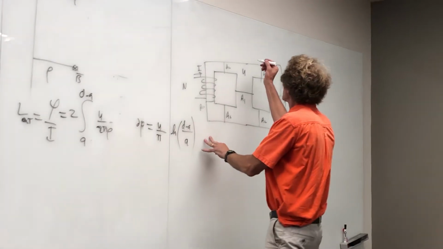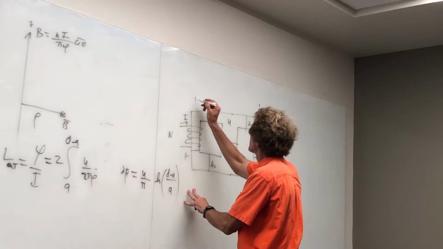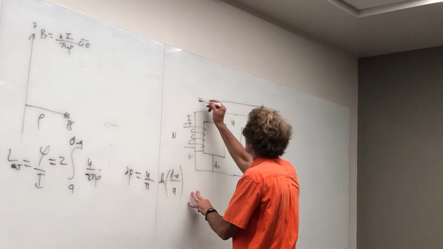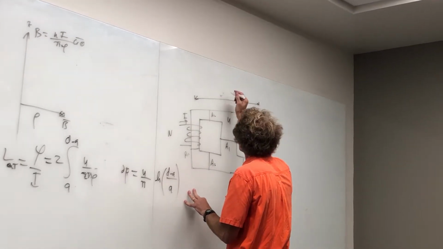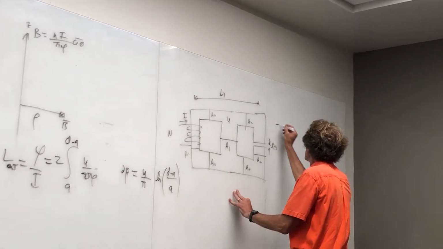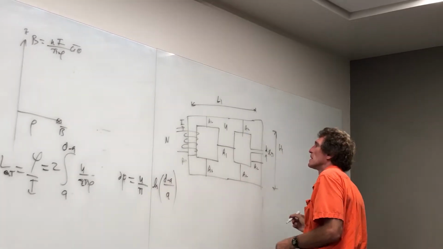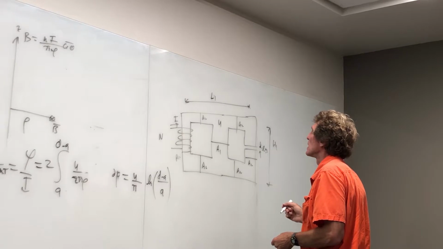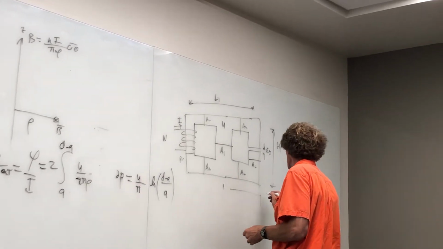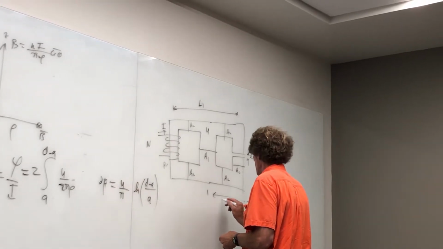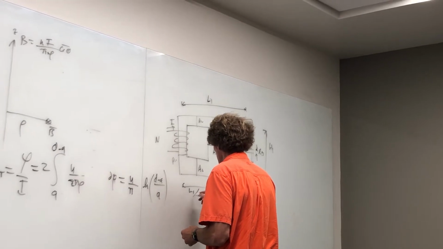Let's say the length from here to here would be, call it L1, and from center to center here, call it H1. Assume it's symmetric, so from here to here, it would be simply L1 over 2, and from here to here, it would be L1 over 2 as well.